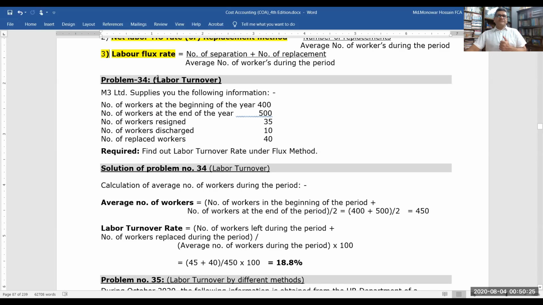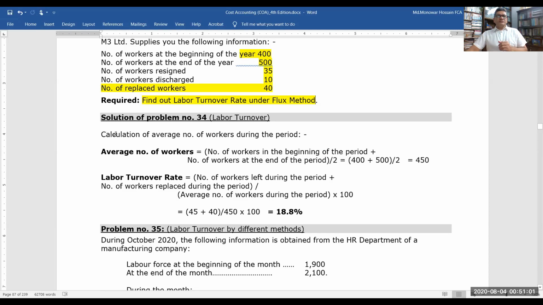So if we see the labor turnover problem here, Entry Limited supplies the following information: number of workers at the beginning of the year 400, number of workers at the end of the year 500, workers resigned 35, discharged 10, and replaced 40. Calculate the labor turnover rate.